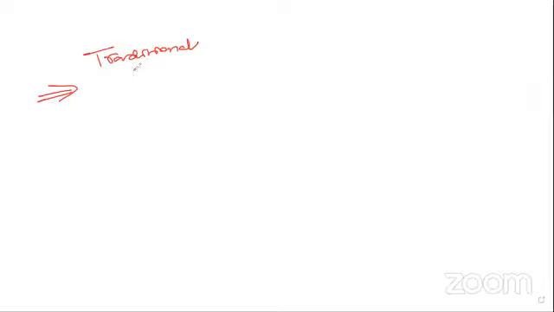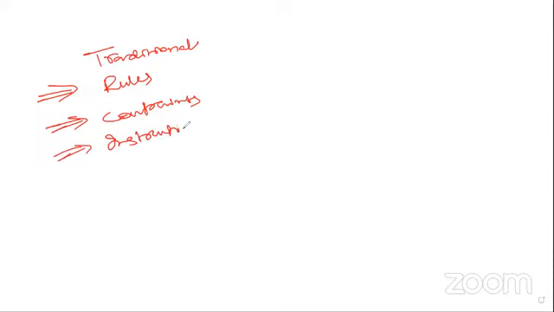Okay. So in the traditional method, if we want some work from our computer, if we want the computer to do some work, we mention some rules, we give some constraints, we give some instructions, and then we expect a result. So this is the traditional way.